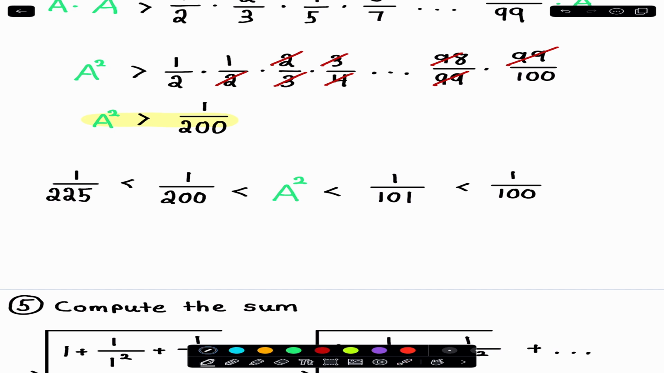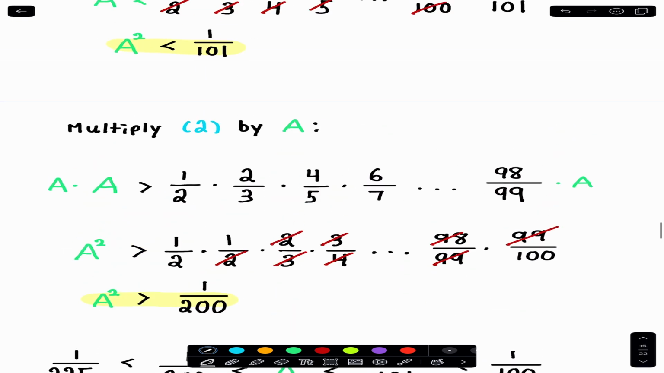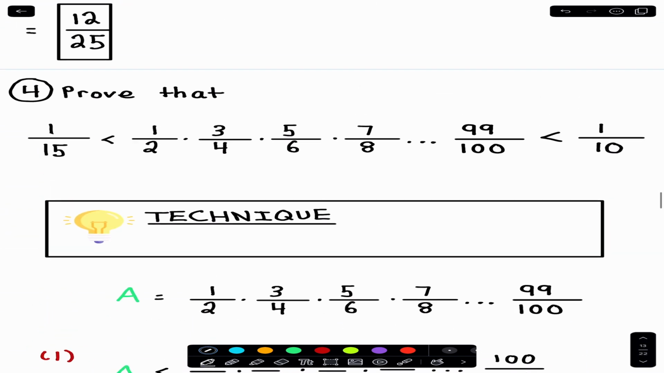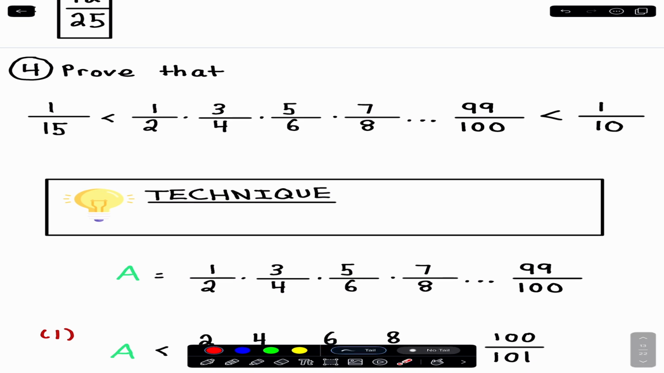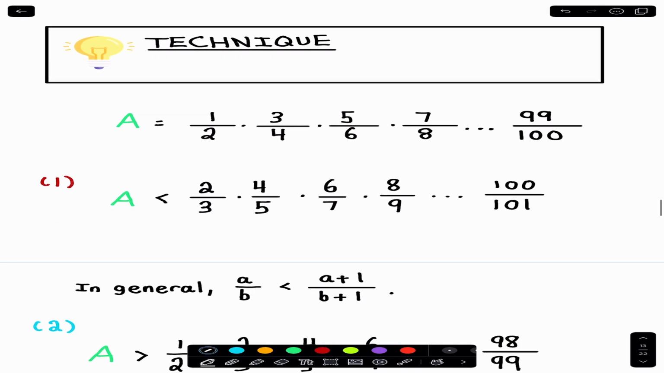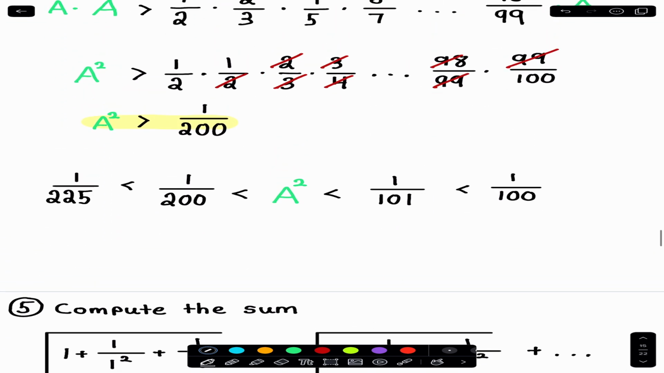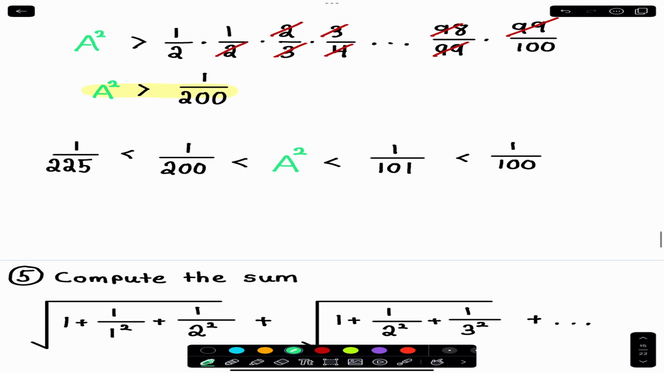And why did I pick these numbers? Well, that's because, if you remember, at the start, what did we want to show? We want to show that a was bigger than 1 over 15 and smaller than 1 over 10. And if you know anything about perfect squares, then you'll see what I've just done. And in fact, the solution is basically done.